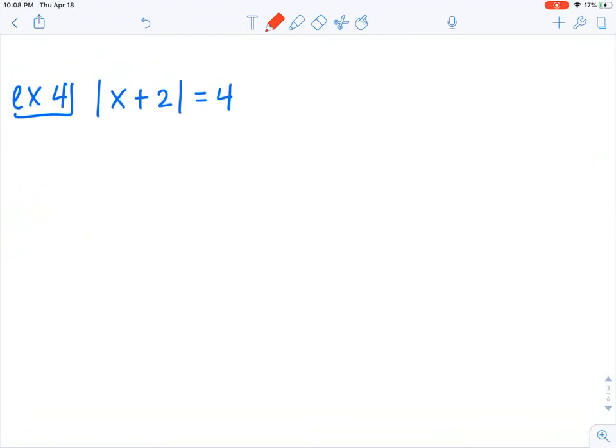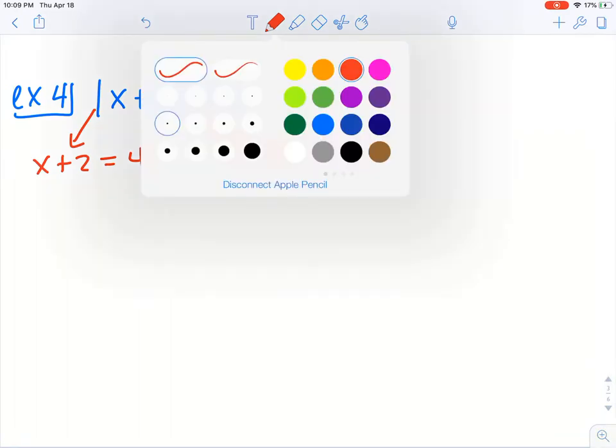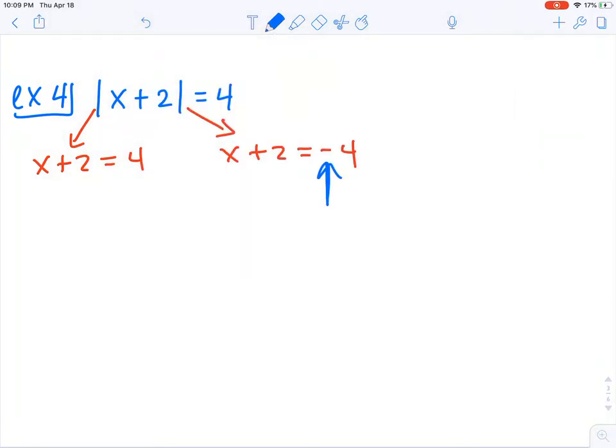Example 4. We're looking for where the absolute value of x plus 2 is equal to 4. So I have absolute value equal to a positive distance, which makes sense. So I need a jailbreak. I need to set up my two cases. X plus 2 is equal to 4, and x plus 2 is equal to negative 4. Notice the only sign that I changed was on the solution side. This is always the case. You always change the sign on the solution side when you're making your cases.